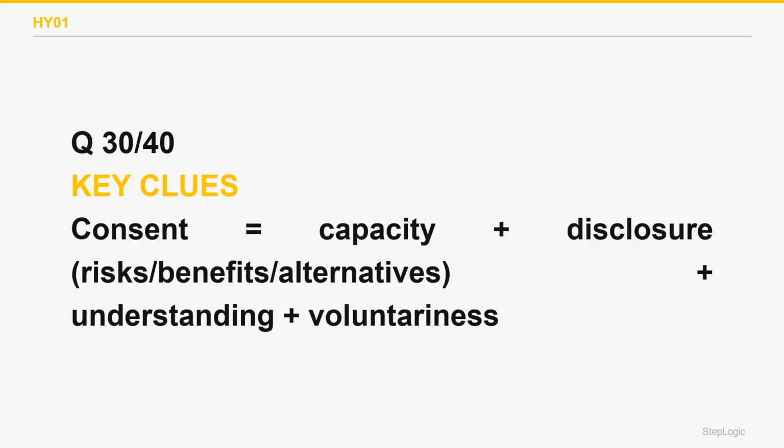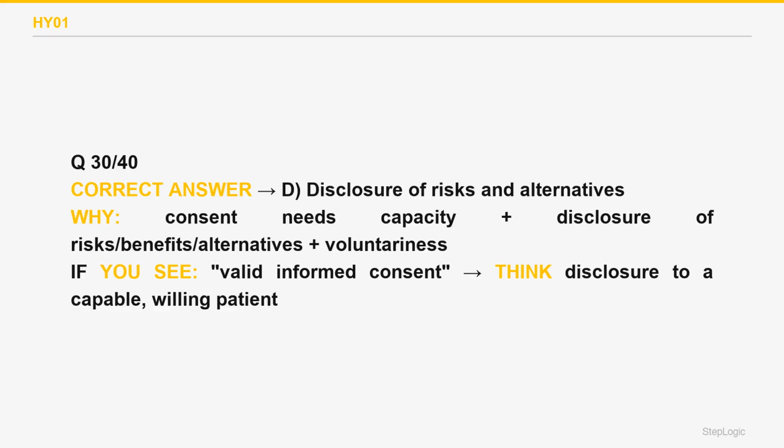Valid informed consent requires that a patient with capacity voluntarily agrees after adequate disclosure: the nature of the procedure, its risks and benefits, and the alternatives, including doing nothing. Disclosure of risks and alternatives is therefore a core element. Without it, any agreement the patient signs is not truly informed. The correct answer is D.